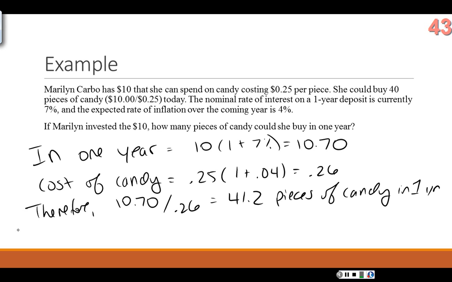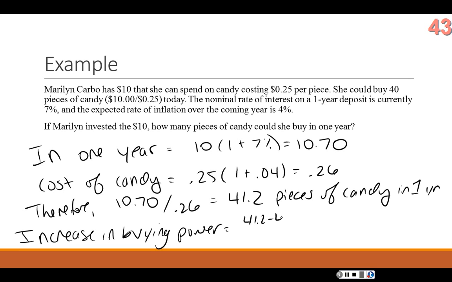So her increase in buying power is equal to the 41.2 minus 40 over 40, which is 3%. That's her real rate of return.